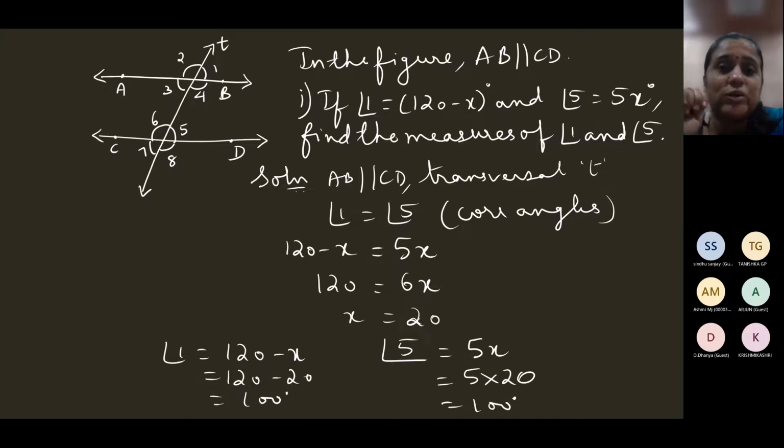So you know that angle 2 and 6 are equal. Corresponding angles are equal, so angle 6 is equal to angle 2. Now we'll bring the relation between 2 and 1. 2 and 1 form a linear pair, so they add up to 180. Let's work that out.